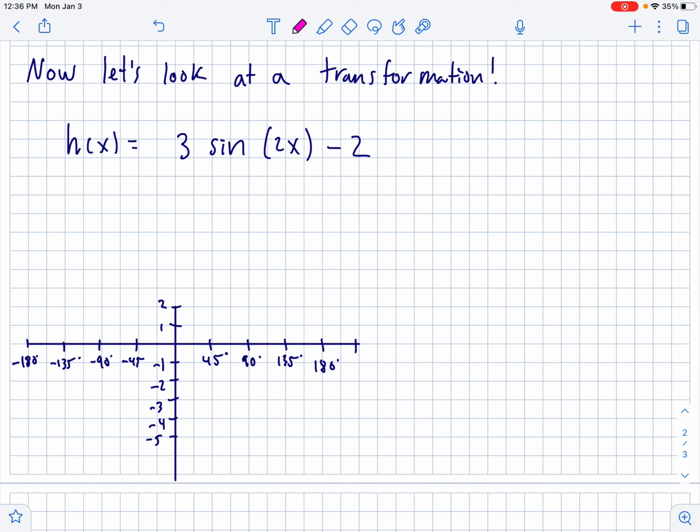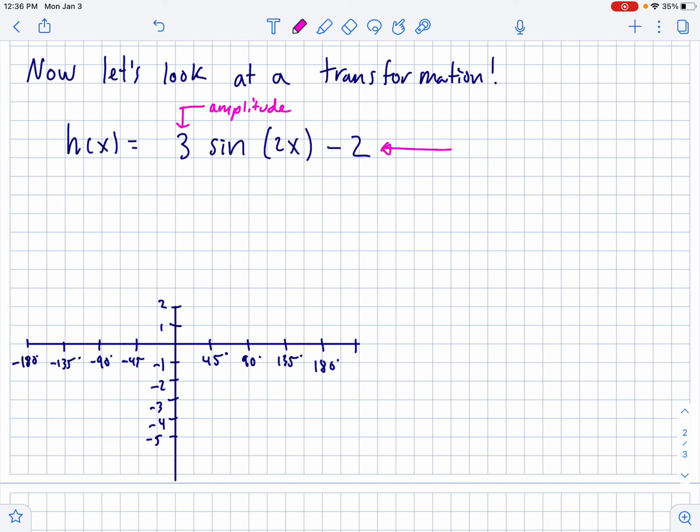Okay, most of these transformations I think are going to be done from a calculator perspective, but I am going to walk you through how to graph this right here, 3 sine 2x minus 2. So the first part here, this 3, is your amplitude. You can think of it as a vertical stretch of the graph, but really, if you start with an amplitude of 1 and then you stretch it by a factor of 3, your amplitude is 3.